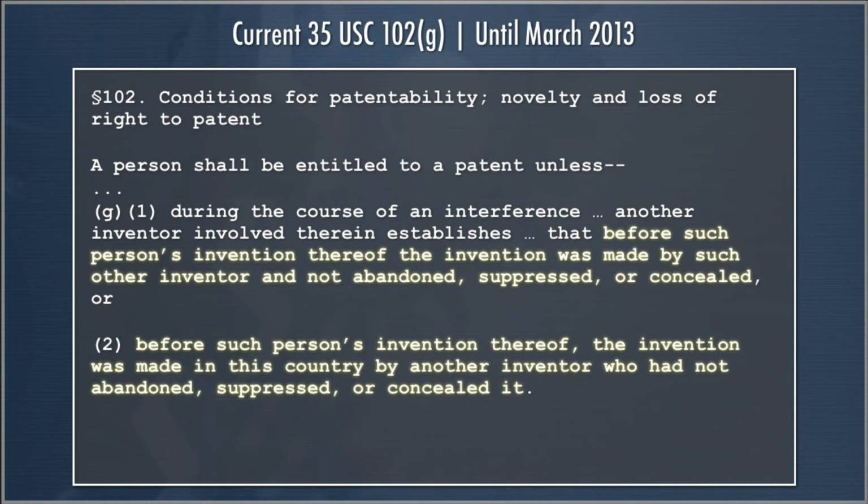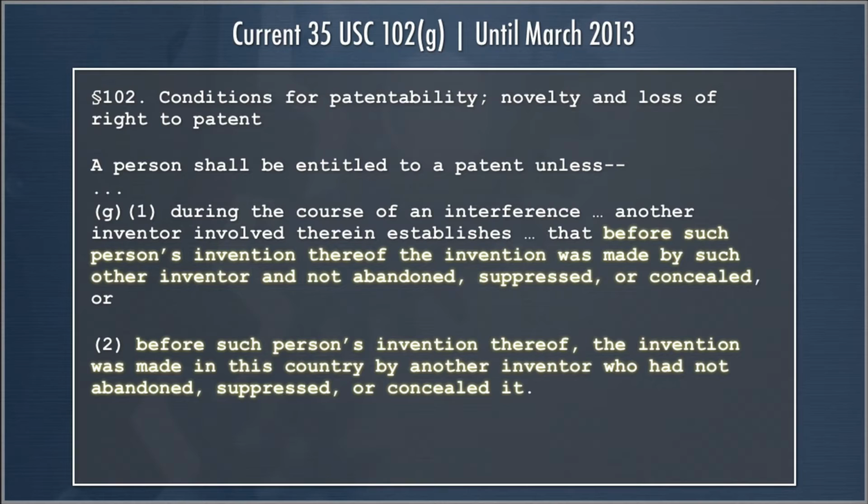First of all, let's talk about the first to invent. That's the current regime, right? So here's our current 35 U.S.C. 102 subsection G, which is in effect until March 16, 2013. A person shall be entitled to a patent unless, during the course of an interference, another inventor involved therein establishes that before such person's invention thereof, the invention was made by such other inventor and not abandoned, suppressed, or concealed. And G2 says before such person's invention thereof, the invention was made in this country by another inventor who had not abandoned, suppressed, or concealed it.